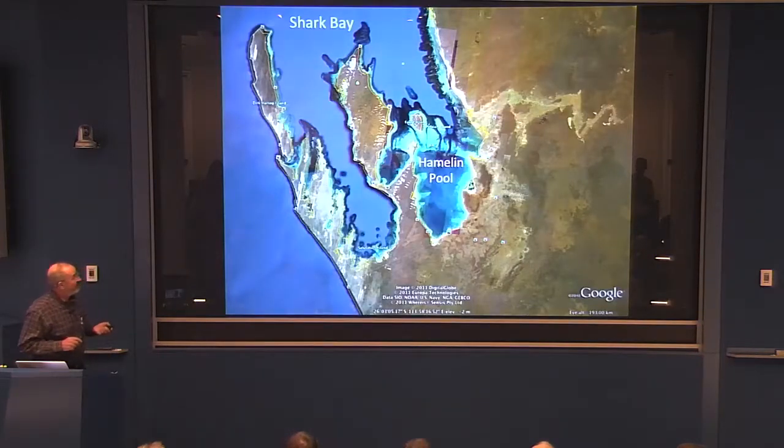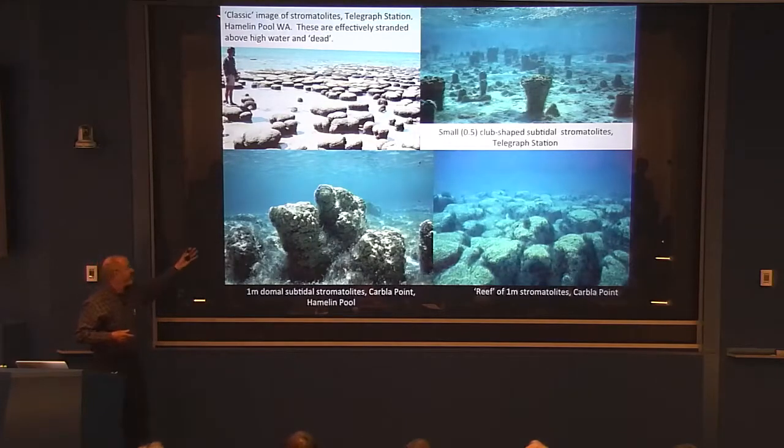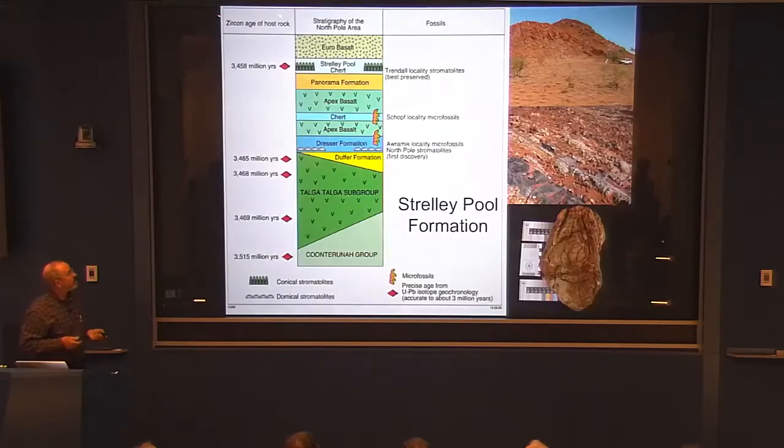And we can go to a place nearby the Pilbara, Shark Bay in Western Australia, and a place called Hamelin Pool, which is a restricted basin off the Indian Ocean. And there we can see stromatolites of very different shapes and sizes. Some of them are stranded above a high water mark. Those ones people generally think of as Shark Bay stromatolites. But you look in all the subtidal areas around Hamelin Pool and you can find all sorts of weird and wonderful shapes representing different kinds of stromatolites, representing different kinds of microbial communities.